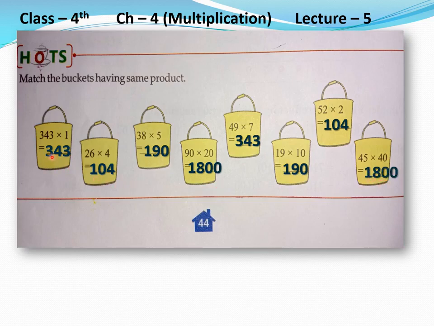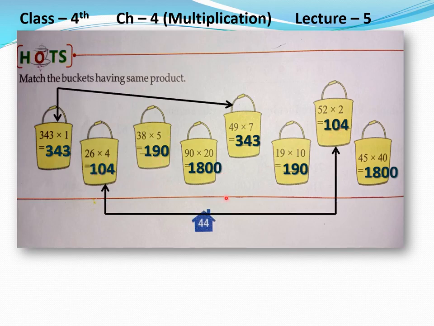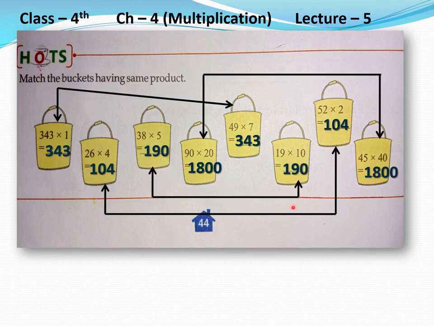Now see, here 343 is there and here also 343. So match these. Now see next 104 and here 104. Match these. Okay. Now see 190 and here also 190. So match these. Now see 1800 and here also 1800. Now match these. In this way you have to solve this question. Clear?